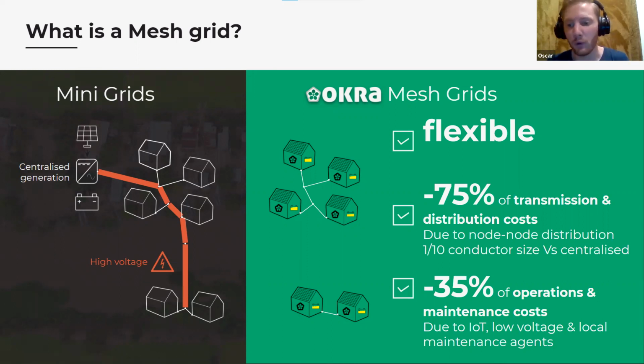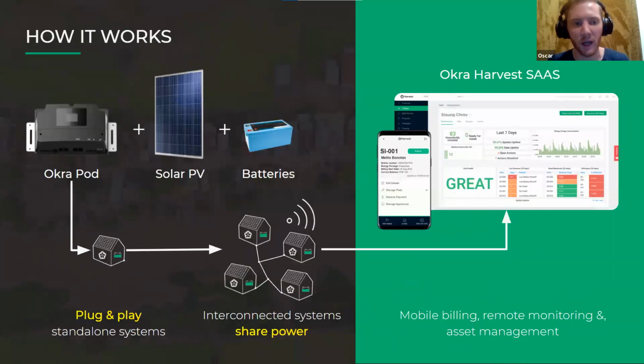So it's easy to add more houses over time and scale those houses up as their energy demand increases. So that's what we do. Next slide, please. We manufacture this device called the Okra Pod there on the left in China, and we package that up with solar panels and batteries, and we sell that to local developers who develop, own and operate microgrids in various countries around the world. And we also provide a software service that supports them to manage their billing and operations and maintenance. So that's Okra in a nutshell.